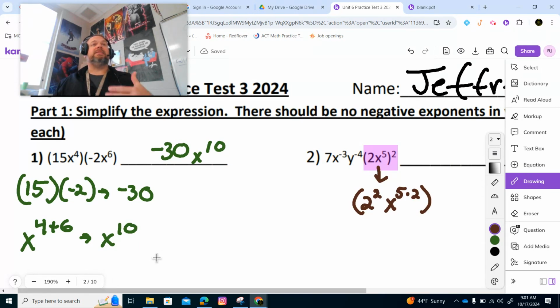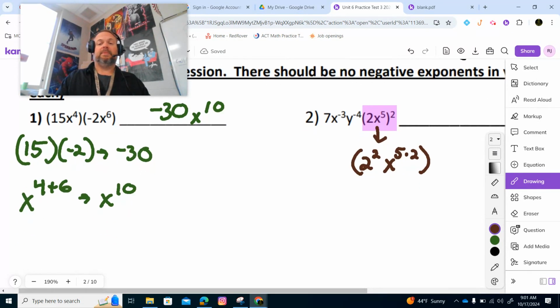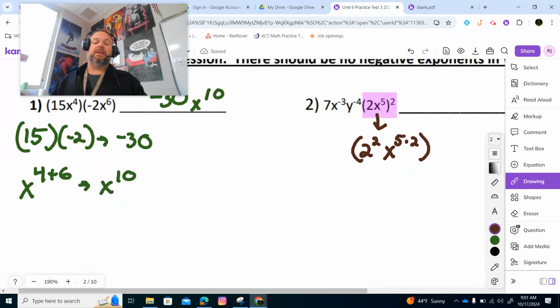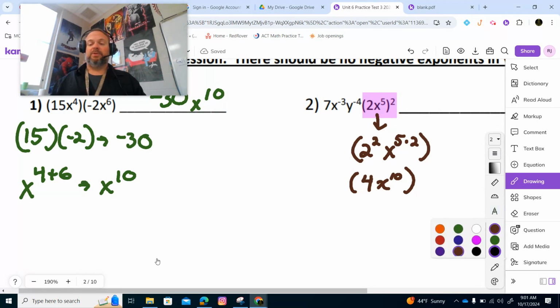Again, for those that get this very fast, this is going to be painful for these first two problems. I'm sorry. All right, so 2 squared is 4, and 5 times 2 is 10. And now I'm going to bring all this other stuff back down so now I can deal with it, because that was not the main problem at the time.